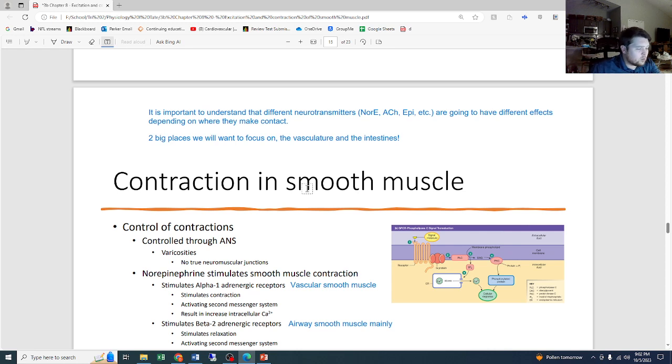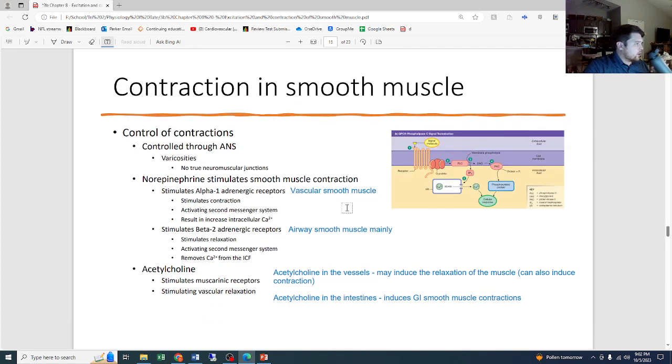The two big ones that I recall focusing on are the vasculature and the intestines. If there is another area that your professor wants you to focus on, make sure you learn those specific areas. But remember, the vasculature and the intestines were two really, really big ones. And also, you'll talk a lot about the vasculature and the intestines moving forward in future classes as well.